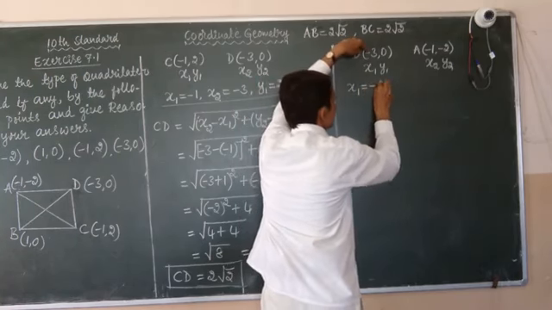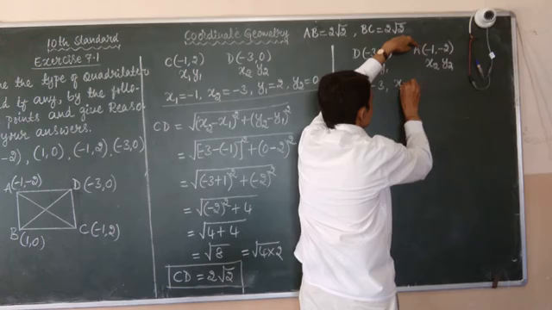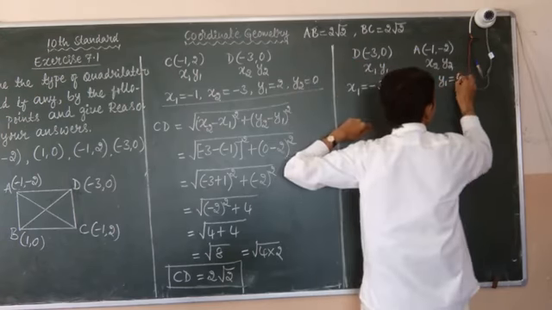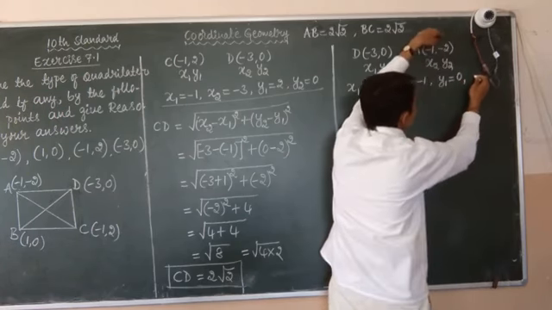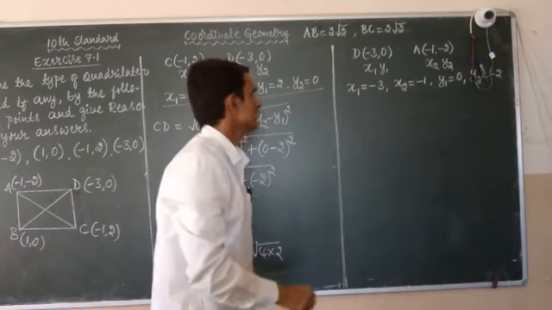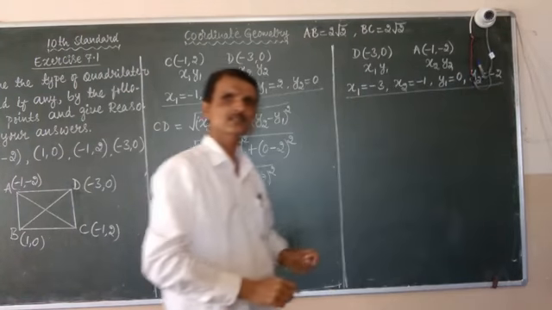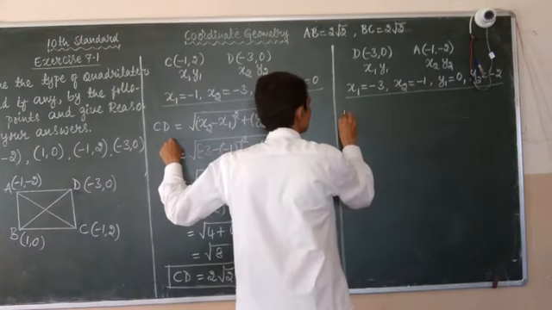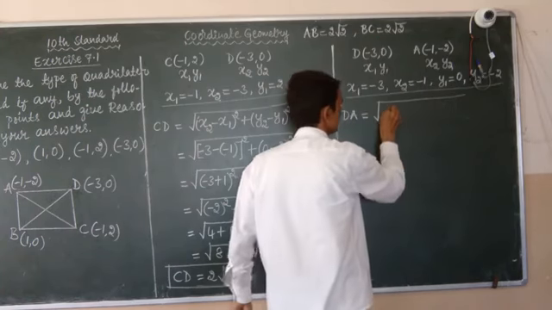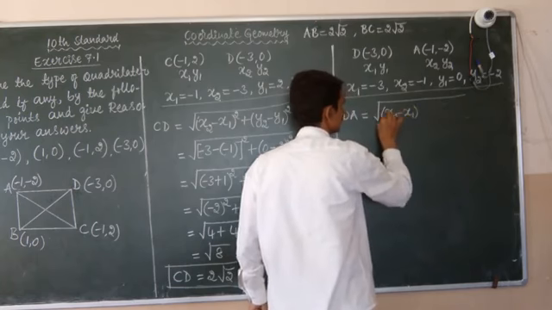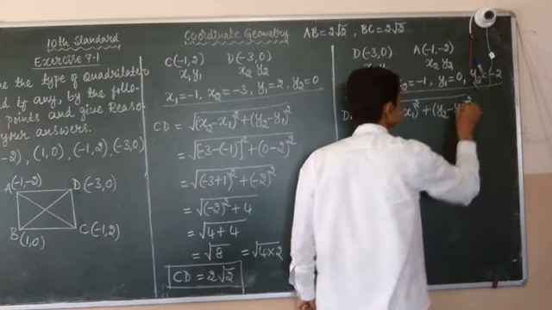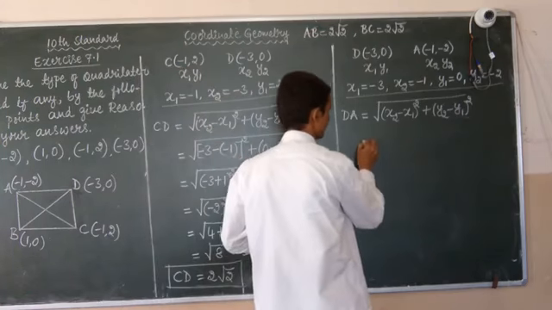So x1 means minus 3, x2 is equal to minus 1. So y1 equals 0. y2 is minus 2. So substitute the value and find out the distance of DA. So now DA equals, formula is x2 minus x1 whole square plus y2 minus y1 whole square. So now substitute the value carefully.